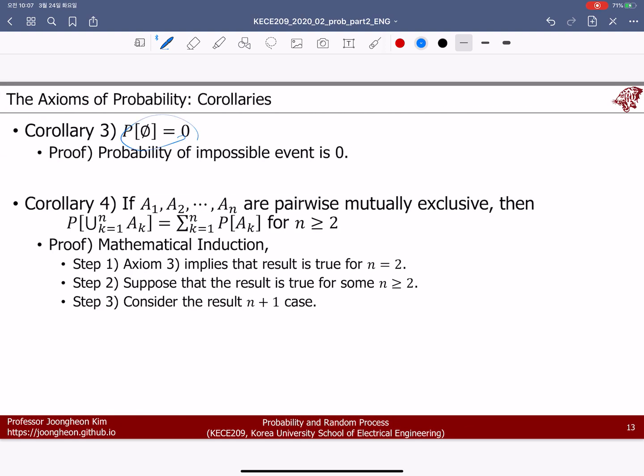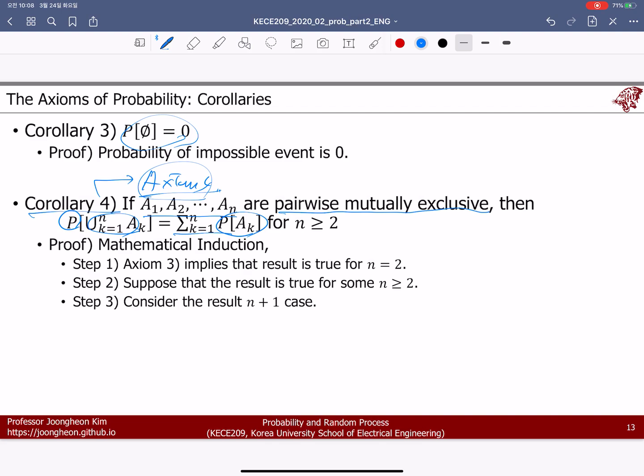For the next, it is obvious that the probability of an empty set should be 0. That's why this is obvious. That's why we don't need a proof. Corollary 4 is exactly the same as axiom 4, right? So if we have a lot of events and there is no overlap among these given events, that's called pairwise mutually exclusive. In this case, we can do the union first for the given events, and then we can take the probability of the result. That should be the same as the case where we take the probability of every single event first, and then do the summation. Okay. So this is directly obtained by this axiom 4.